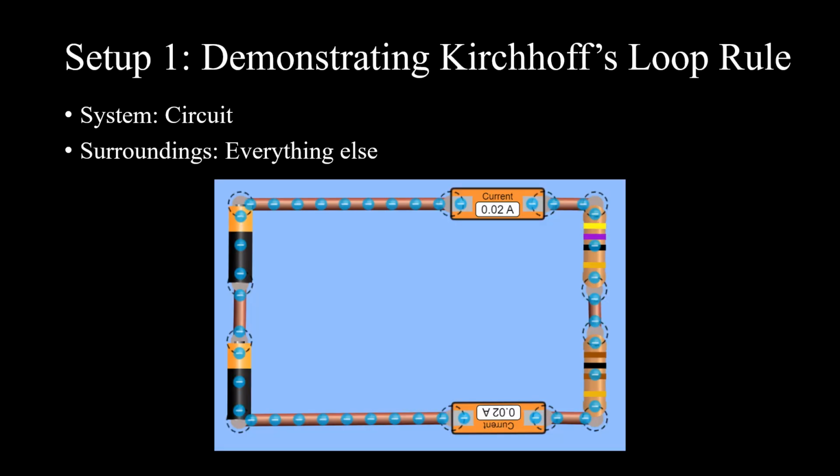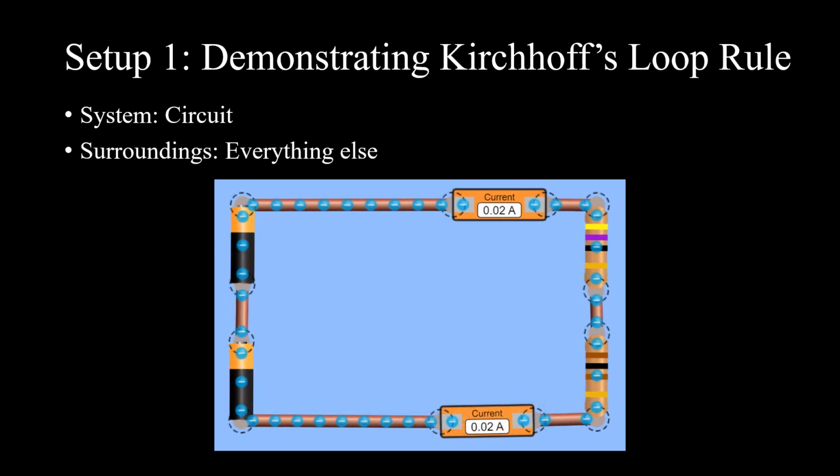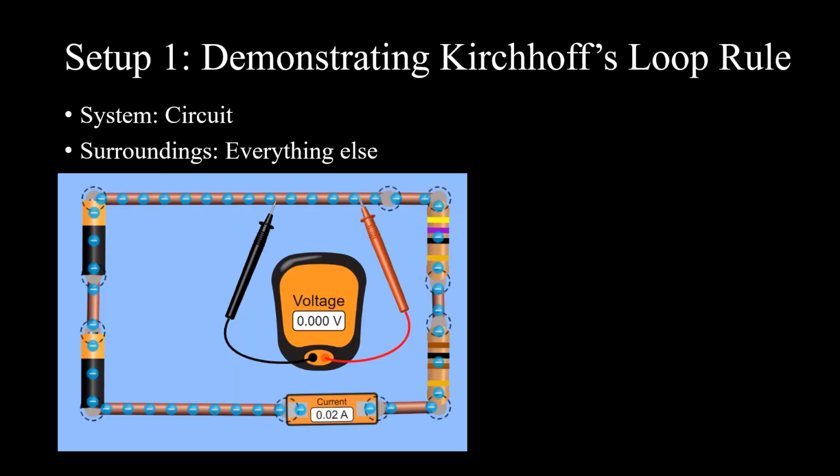First setup for demonstrating Kirchhoff's loop rule. So the system is a circuit and the surroundings are everything else. You can see that we have two batteries, two resistors, and two ammeters in series, and you can see that if we flip the ammeters, the reading does not change. Use the setup to determine the potential drop across different sections.